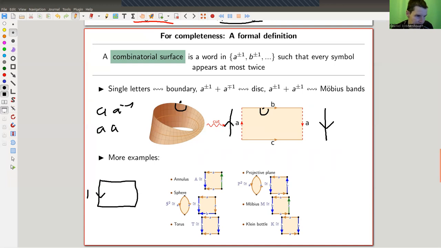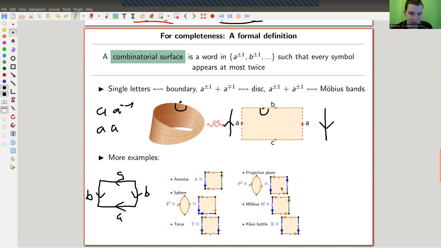So this way, B, A, and B. So everything appears twice, which means it has no boundary. And now you do exactly what I had in the previous video with the Mathematica demonstration. You just take the two B's, glue them together, you get a cylinder, and you take the two boundary components of the cylinder, glue them together, and you get the torus.